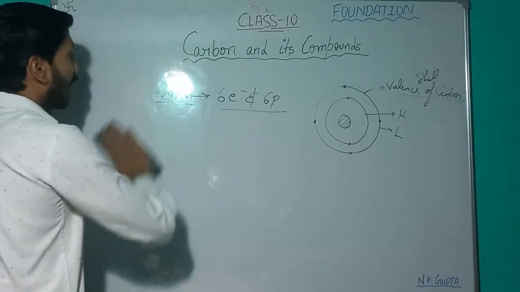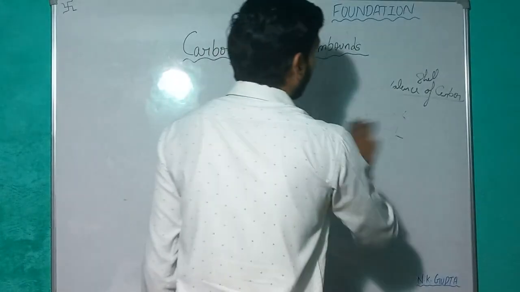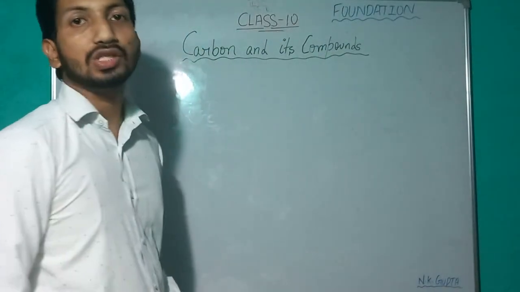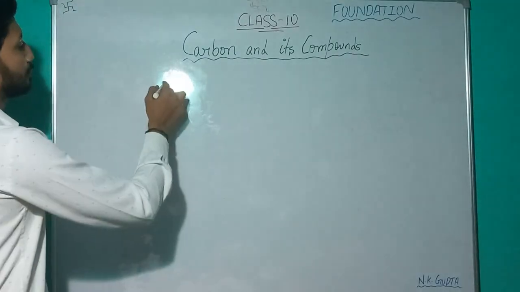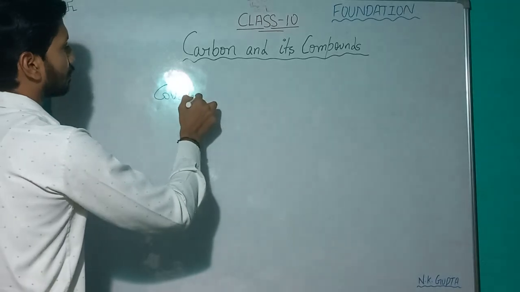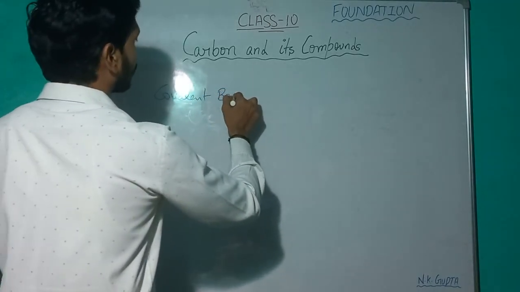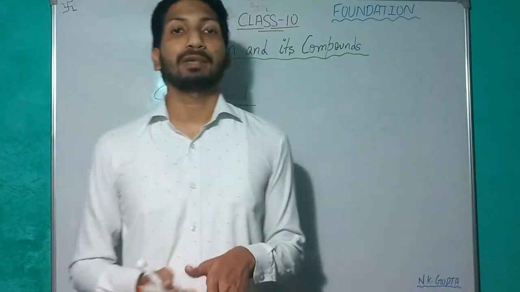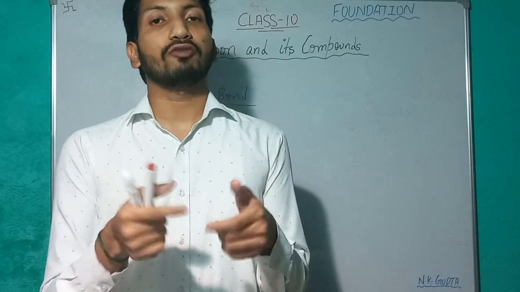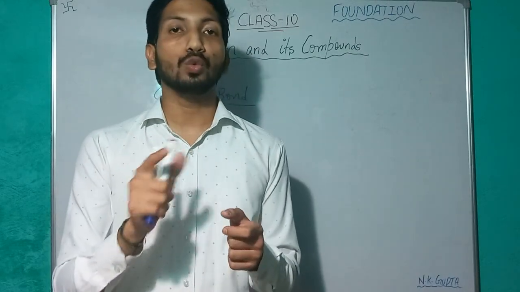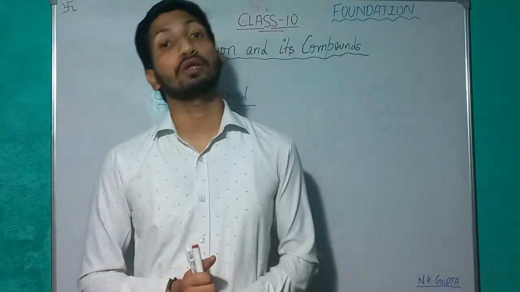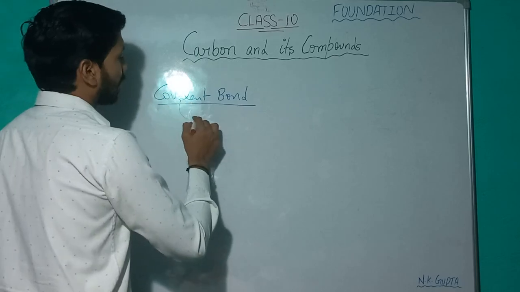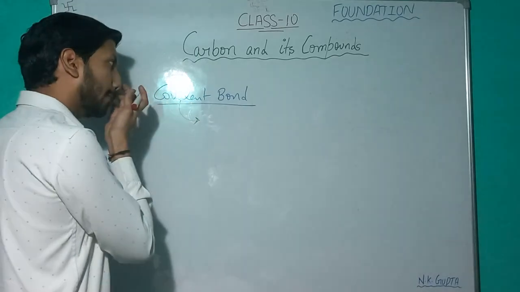So carbon has a special type of bond formation that is known as covalent bond. What do we mean by covalent bond? Covalent bond means the sharing of electrons between two same atoms or two different atoms. That bond is known as covalent bond.